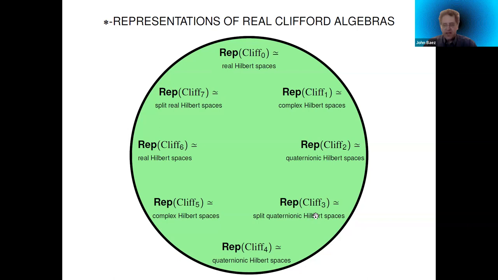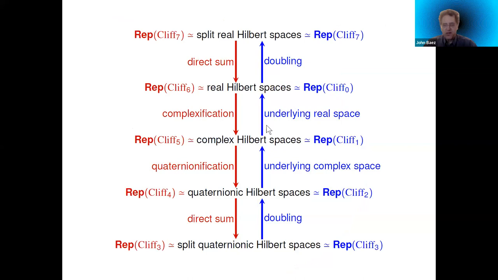And so now what I'm going to do is show you these forgetful functors that go down, that move around counterclockwise around this chart. And so the cool part is that because there are just 5 different things here, we don't have to write all 8 of them. We can just write 5 of them. And so we get this kind of picture here. So what I've done is I've taken that circle and folded it over.